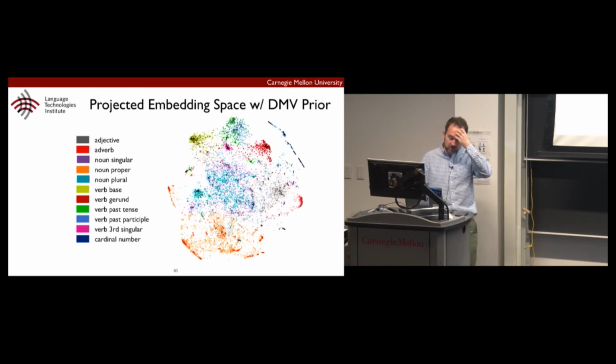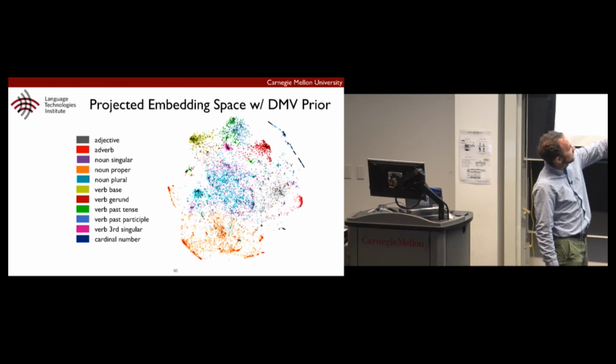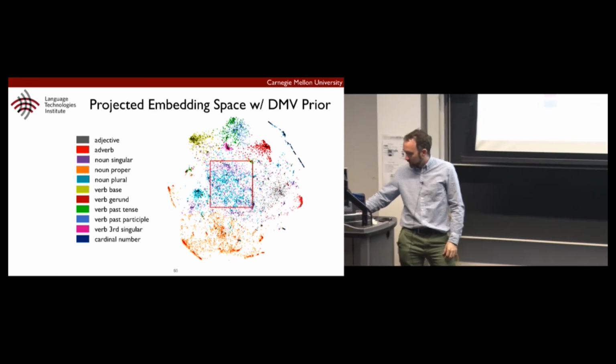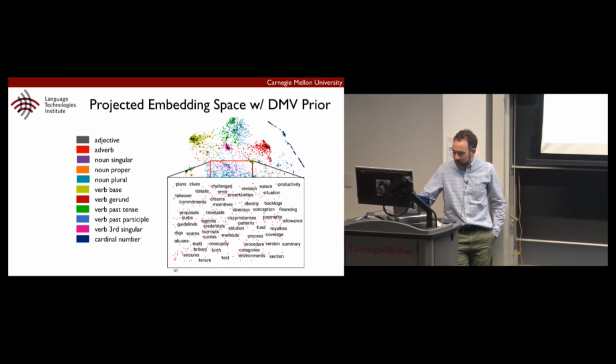And interestingly, this DMV thing is a thing where we did tree structure. The space is a little bit different when we use a different prior, when we use this kind of tree-structured prior. And we can see it's still doing much better than the original space, but there are some things that are kind of mixed together. If you look at this big section here, this has things like plans, clues, details, challenges, uncertainties, dreams, etc. But also things like monopoly, theft, bribery, birth, fund, royalties, process.